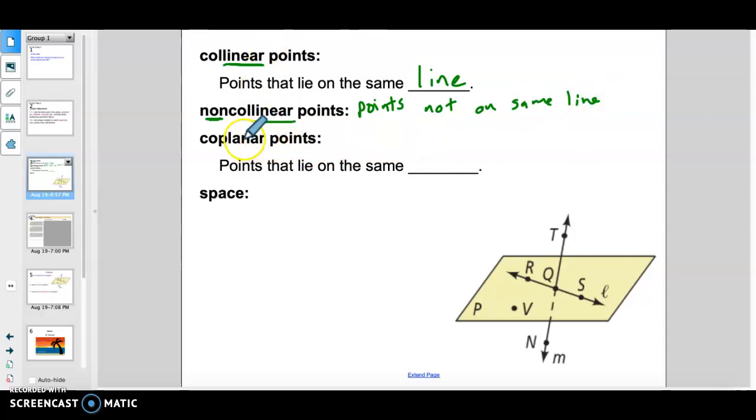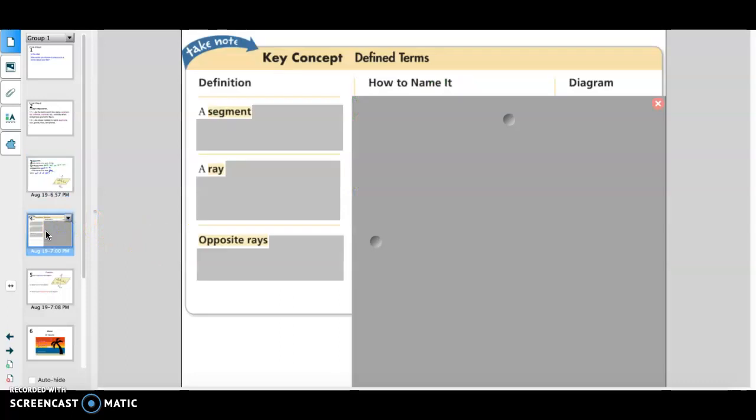Coplanar points, so notice planar, like a plane, and co, so they're together. So coplanar are going to be points on the same plane. Points that lie on the same plane. And then a space is the set of all points. We won't do much with that now, but it'll come back again later in the year. So the definitions of the other terms we're dealing with are from the book.